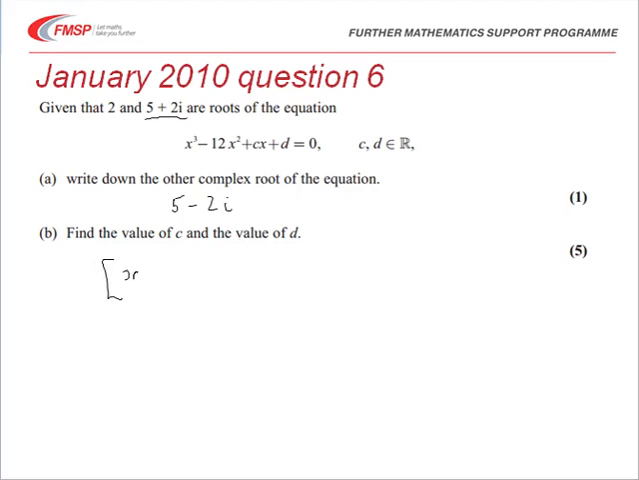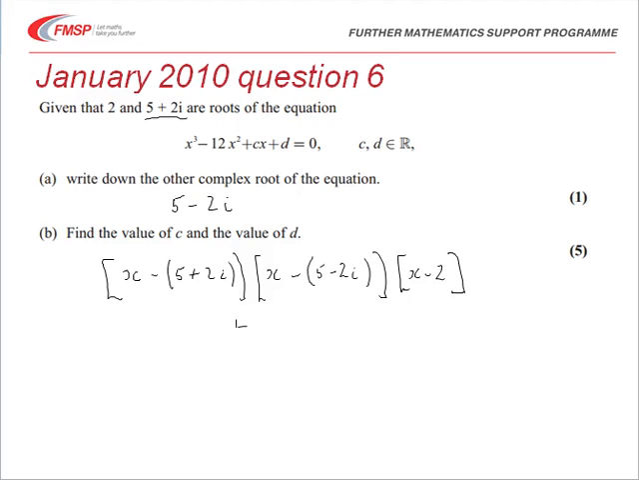So writing each one in turn, we've got x minus the one root that we've been given, 5 plus 2i, x minus the other root that we've just found, the other complex root, 5 minus 2i, and finally the third root, x minus 2.